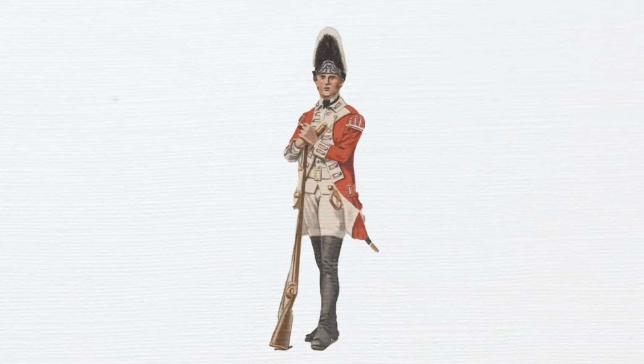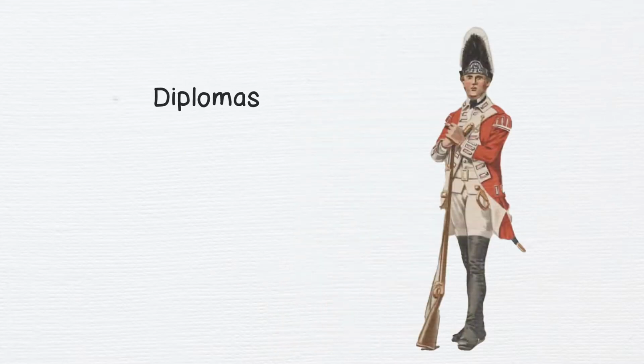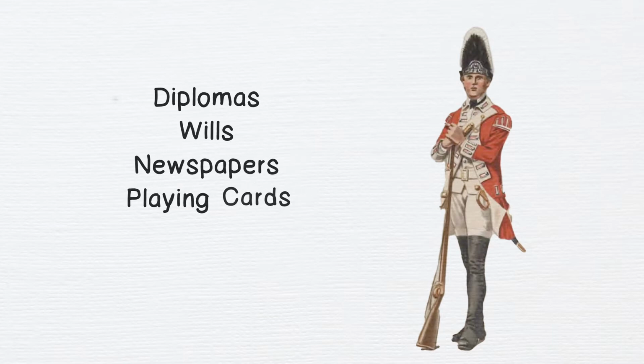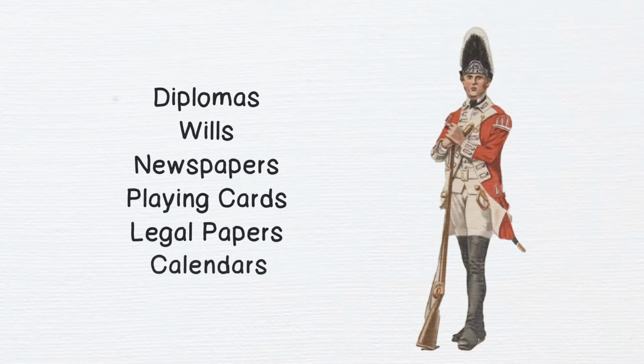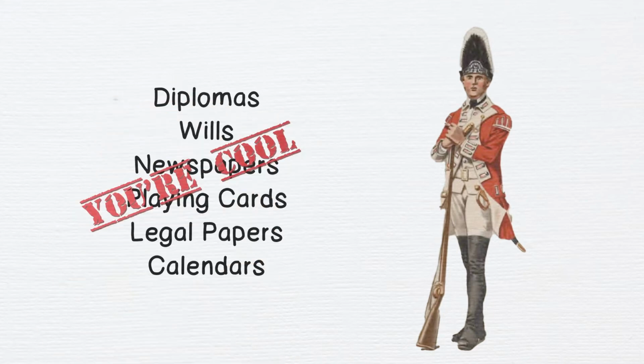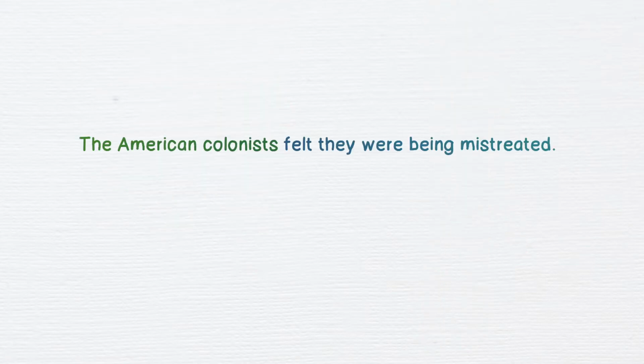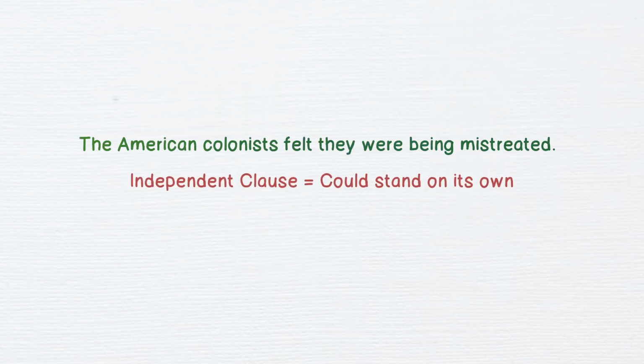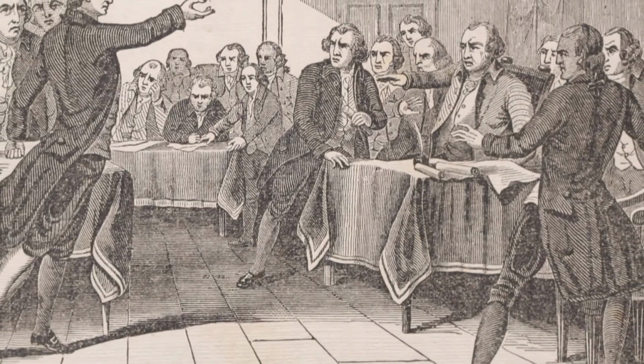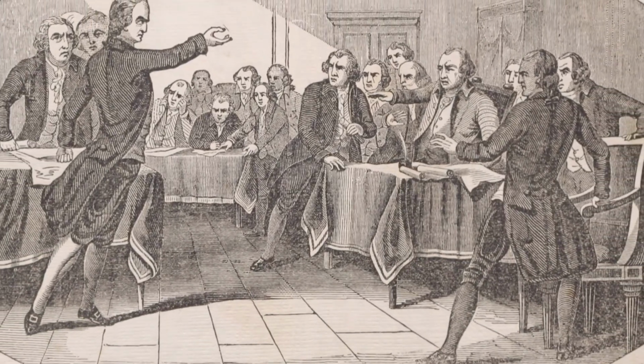Did you know as a result of the Stamp Act of 1765, documents such as diplomas, wills, newspapers, playing cards, legal papers, and even calendars required a stamp to show that a tax had been paid to Great Britain? That's weird, right? Even though there seems to be more to the story, there is an independent clause because it could stand on its own, which is what the colonists wanted when they declared their independence from Britain.